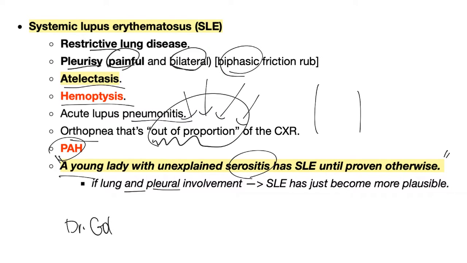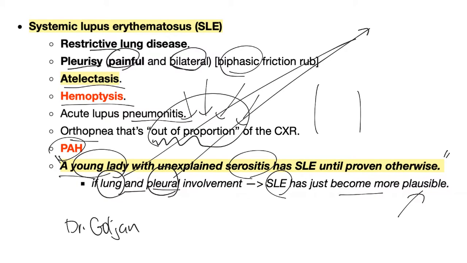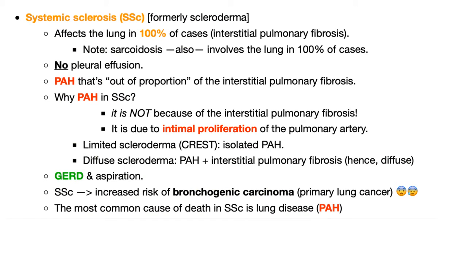If there is lung and pleural involvement, lupus has become even more plausible, because if it involves the lung and the pleura in a young lady, this is probably lupus. So lupus should be on top of your list until you rule it out. Systemic sclerosis, the old name is scleroderma. If your professor still uses this term, it means he's living under a rock. Sorry, professors, I always love messing with you.